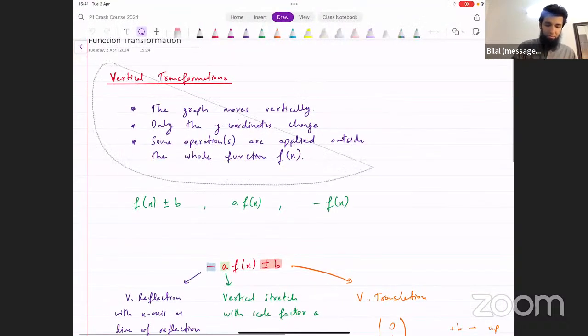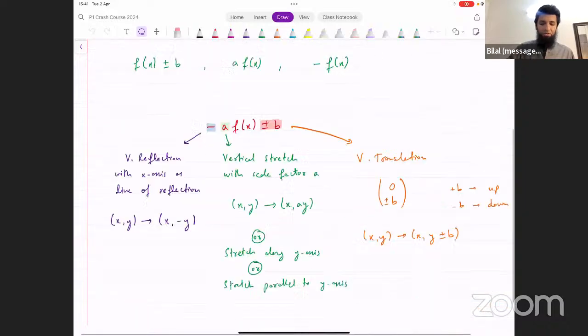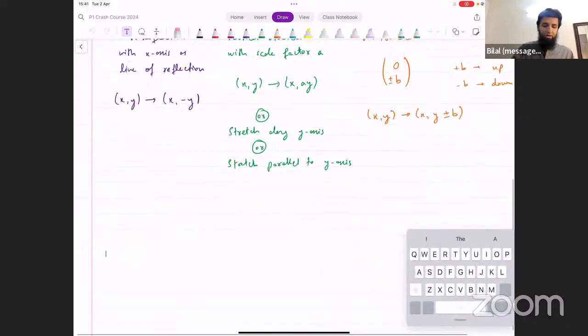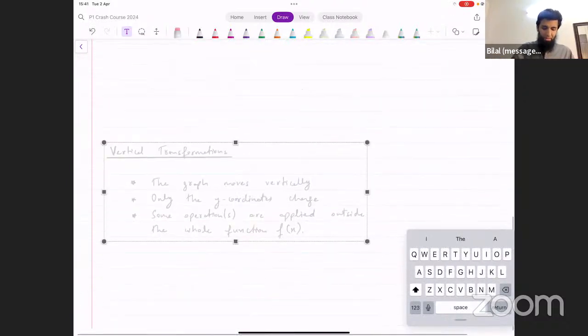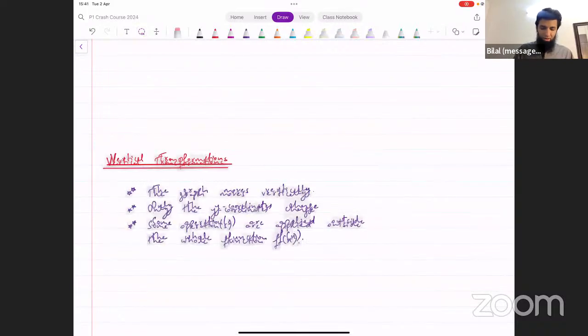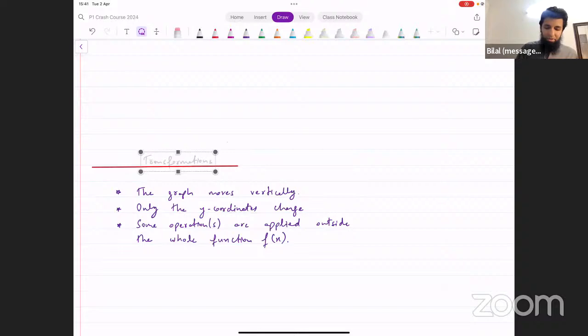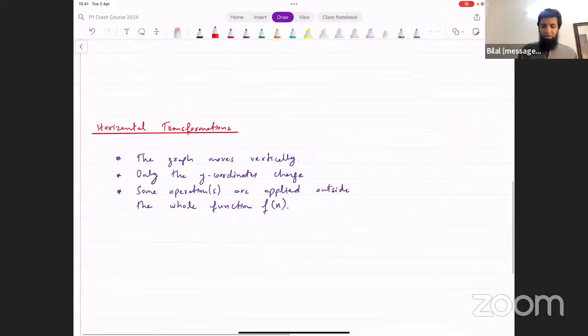Now, let me just copy all of this. So now we're talking about horizontal transformations. Now, they're slightly more tricky because they're a bit counterintuitive. We talked about that in trigonometry earlier as well. Let's talk about them again. Horizontal transformations. Now, in horizontal transformations, something happens inside f of x. Let me write that down here. Horizontal transformations.